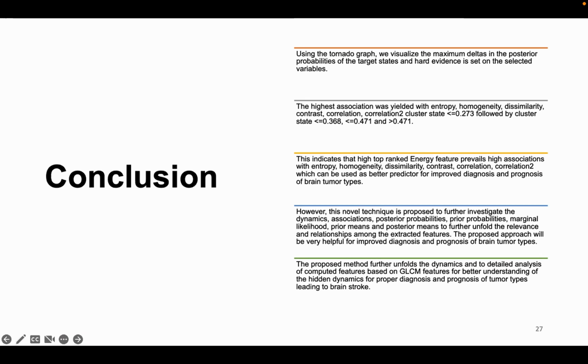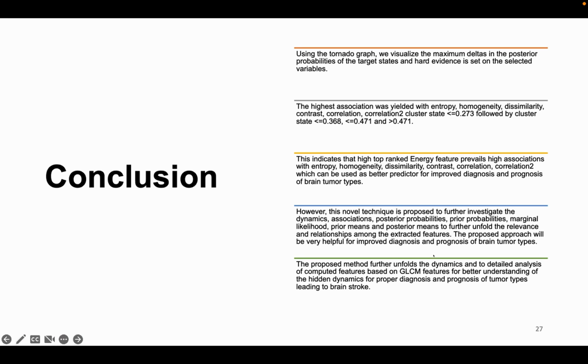So in summary, these techniques help us to further investigate the dynamics, associations, posterior probabilities, prior probabilities, likelihoods, prior means, posterior means, etc., to further unfold the relevance and relationships among the extracted features. The proposed approach will be very helpful for improved diagnosis and prognosis of the brain tumor.